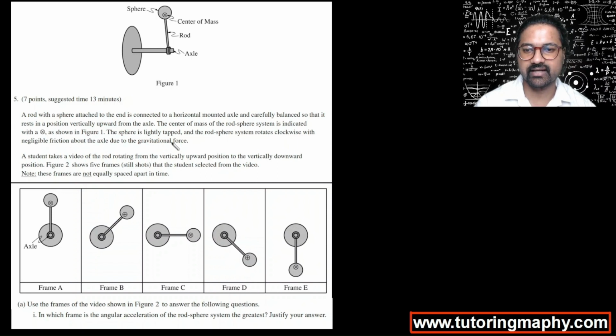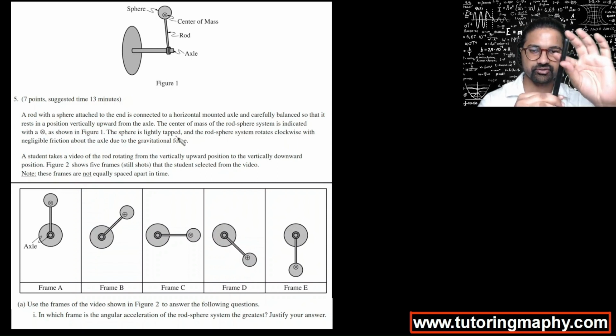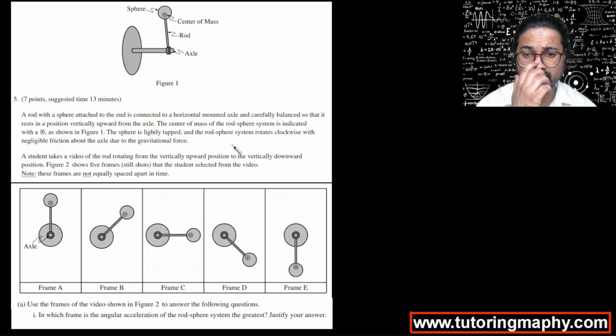And the sphere is lightly tapped, so just a push is given to this sphere like this so that it just goes down, of course. And the rod-sphere system rotates clockwise with negligible friction about the axle due to a gravitational force.